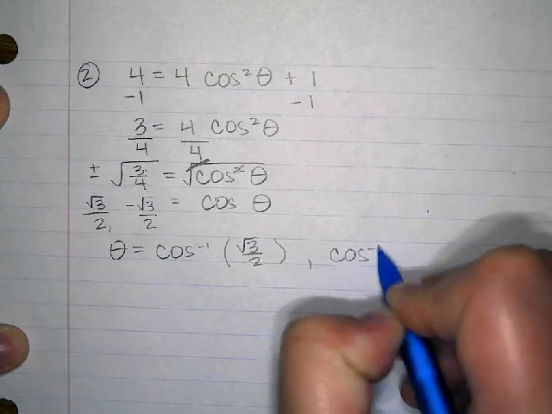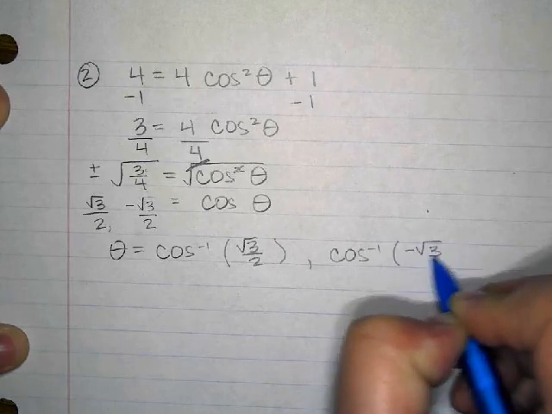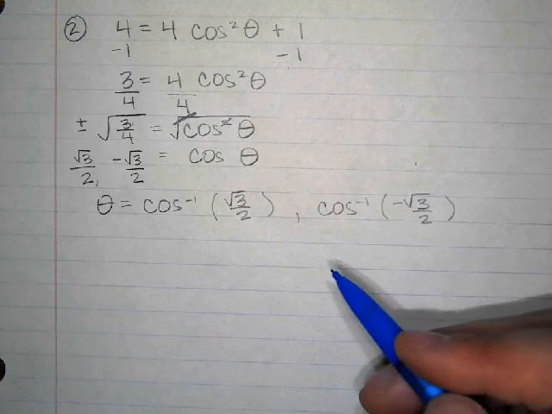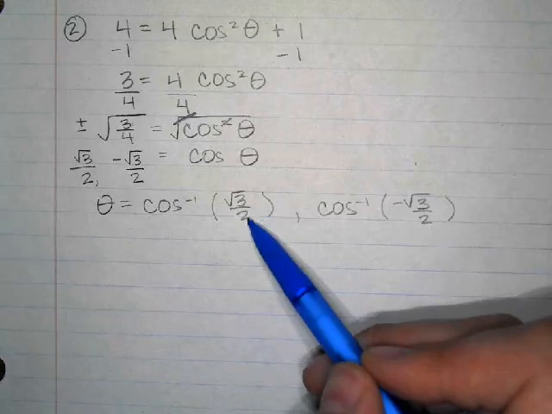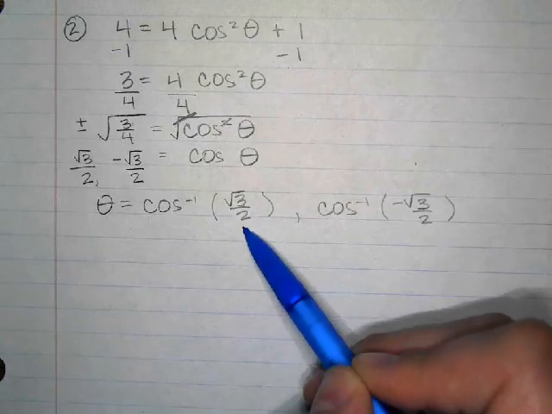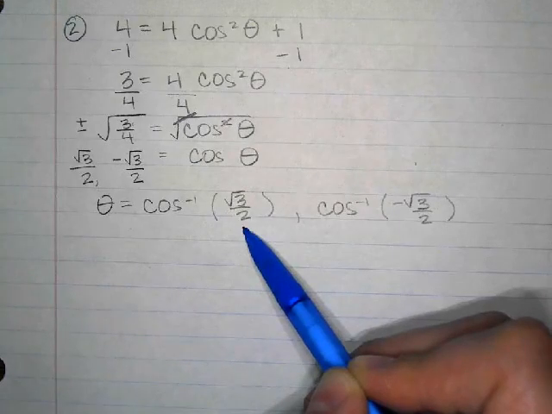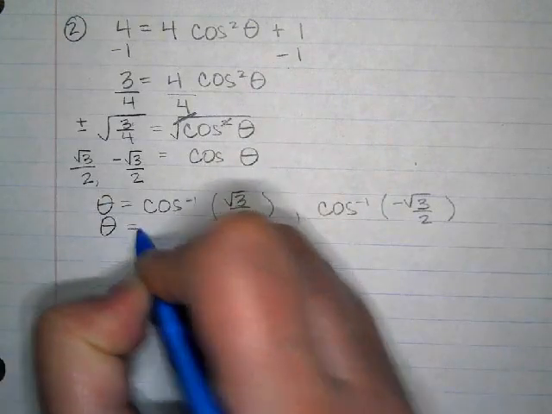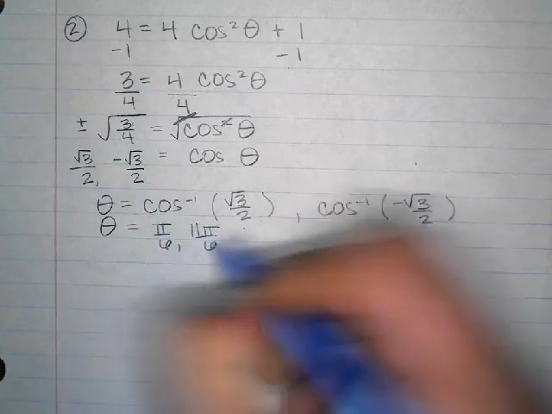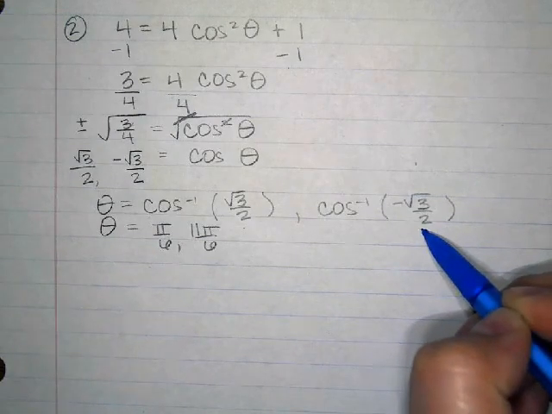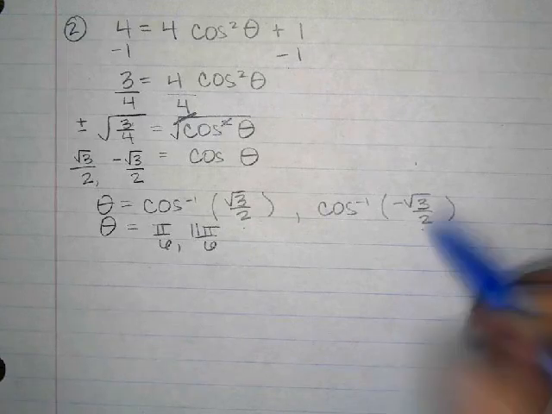And because we're dealing with cos, we're looking at the x-coordinate on our unit circle. So I'm going to look at the unit circle, look at my x-coordinates, and see where the x-coordinate is positive root 3 over 2. And what do I get? Pi over 6 and 11 pi over 6. Okay, and then I'm going to look at the unit circle and see where my x-coordinate is negative root 3 over 2. 5 pi over 6 and 7 pi over 6. Okay.